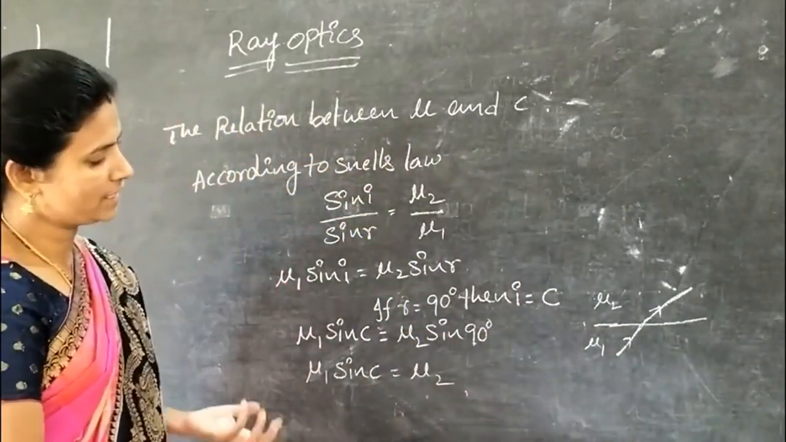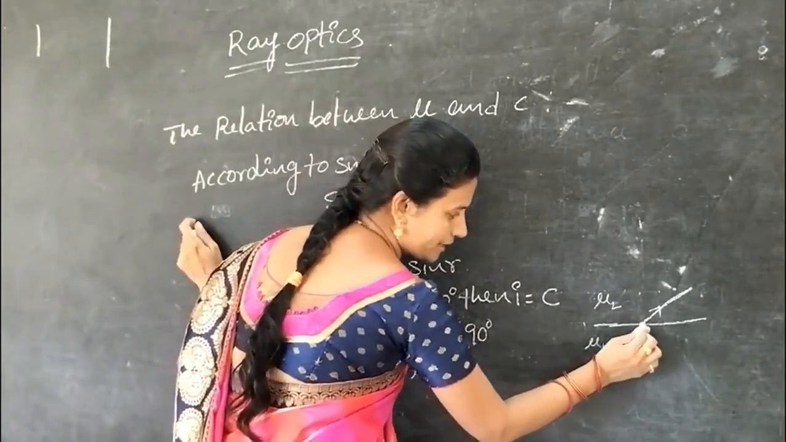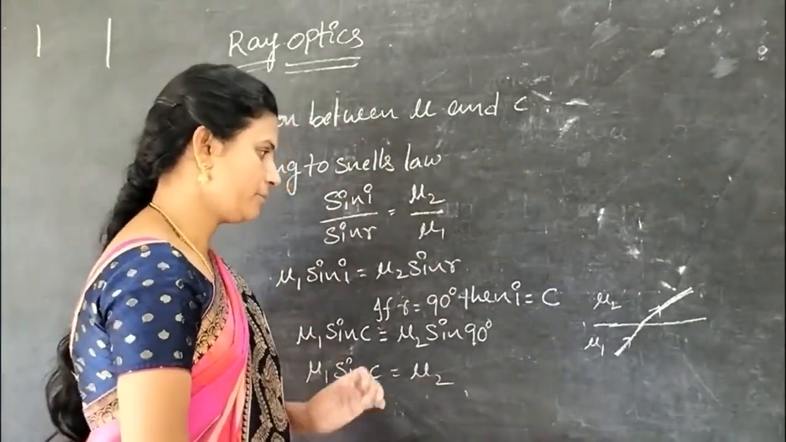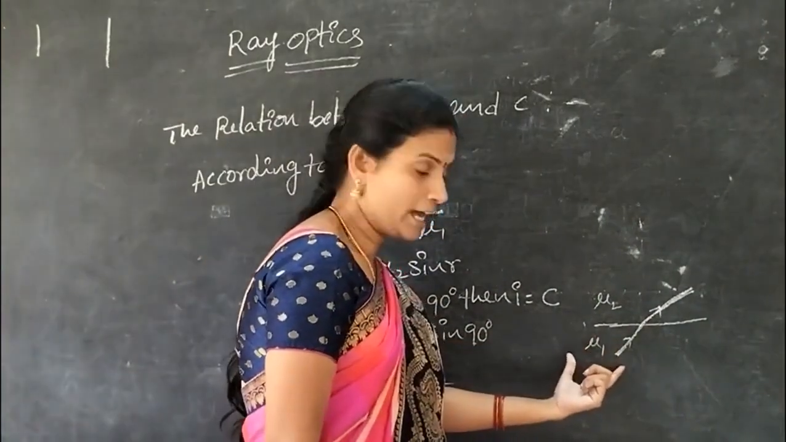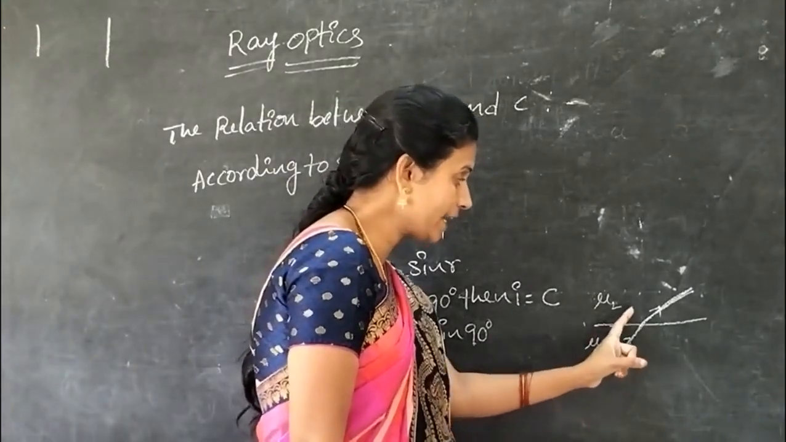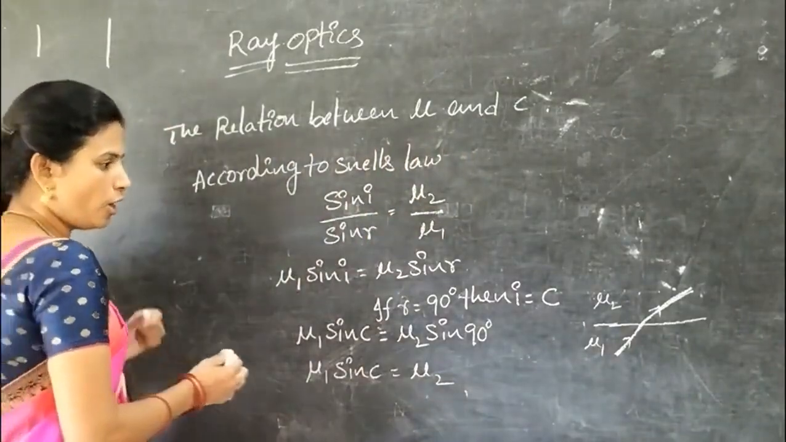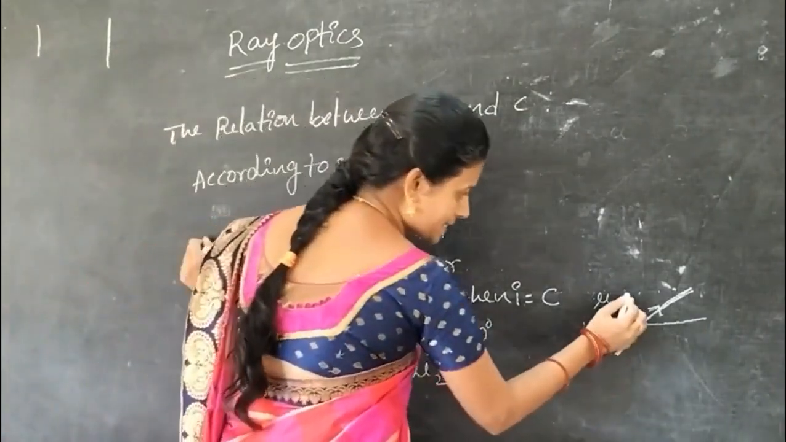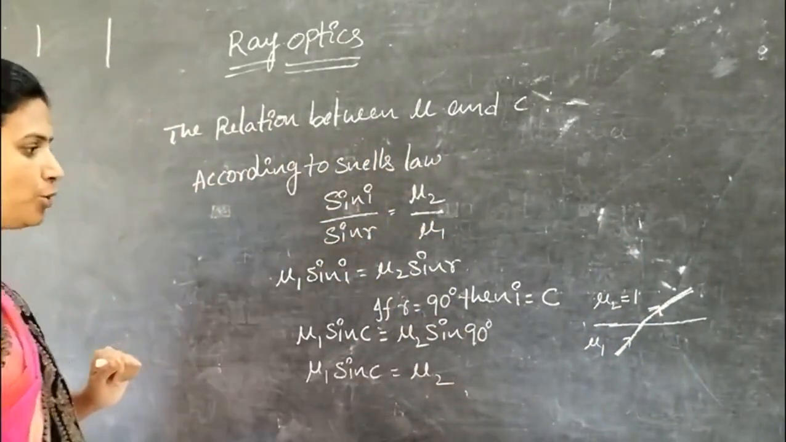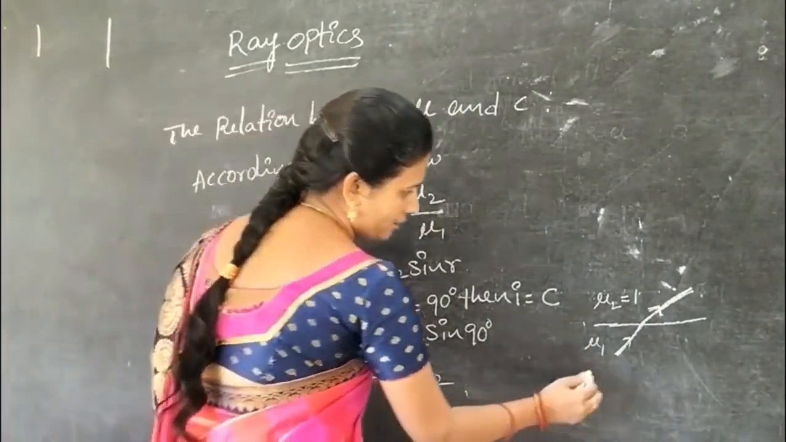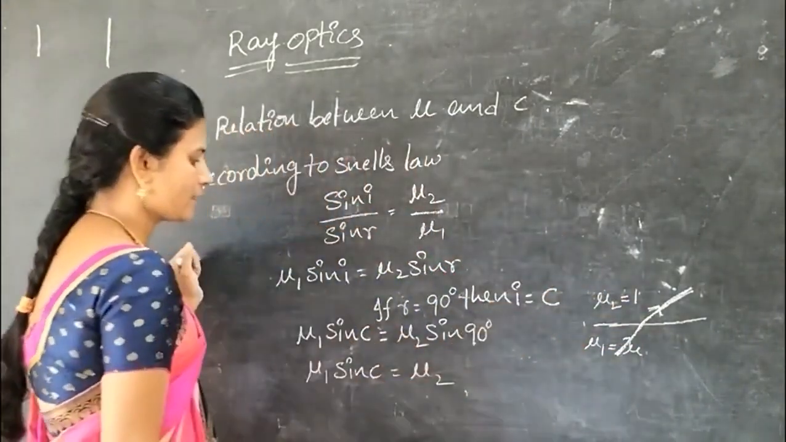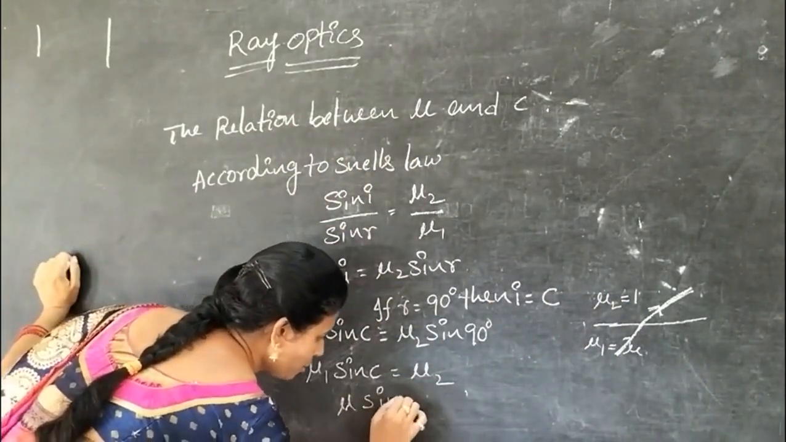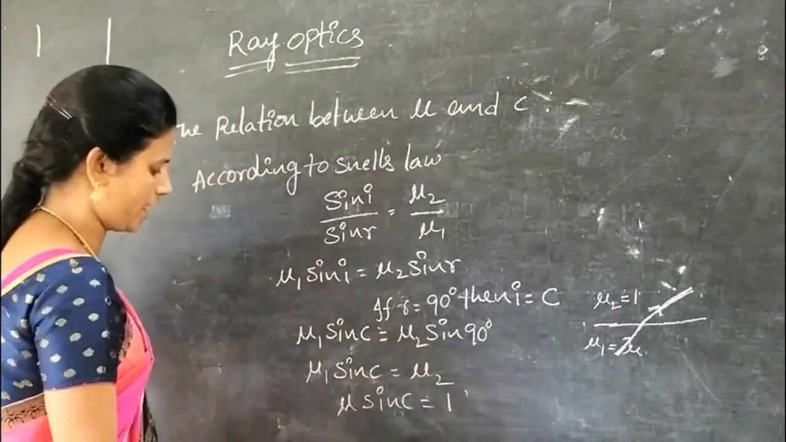Whenever the light ray travels from denser medium to rarer medium, this is the denser medium and this is the rarer medium. The rarer medium is nothing but air, and the refractive index of air is 1. So in place of mu 2, we substitute 1, and in place of mu 1, consider mu. So mu sin C is equal to 1.